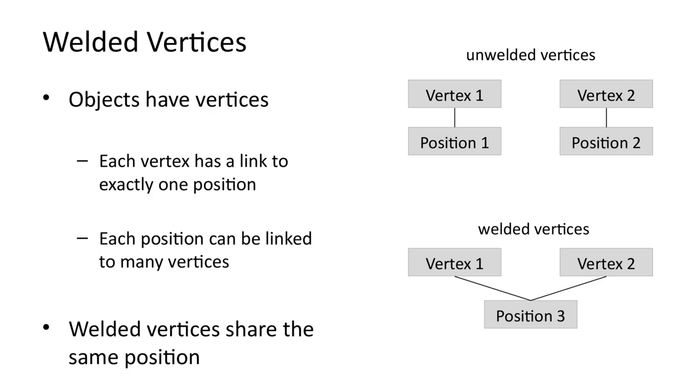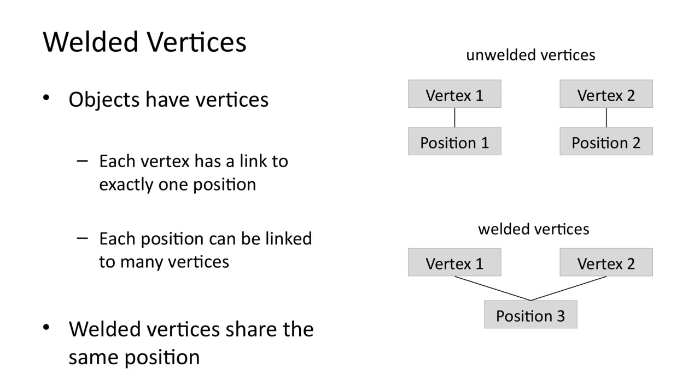To understand welds, we look at how the vertices are linked to positions. The location in 3D space of the vertex is defined by the XYZ coordinates of the position. Each vertex must therefore be linked to exactly one position. But a position can be linked to many vertices. A position can exist on its own and have no vertices. It can be linked to one vertex, or it can be linked to many vertices.